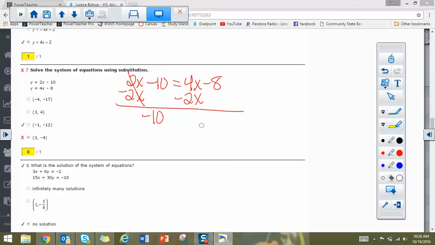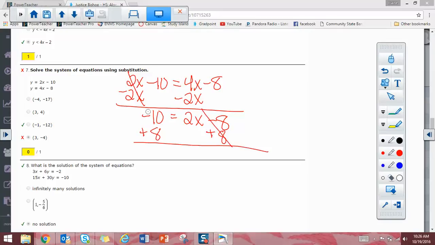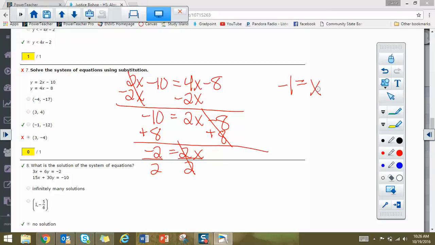equals 2x minus 8. This is really lagging today. I'm not sure why, so I apologize for that. Add 8 to both sides. And we get -2 equals 2x. Divide by 2. And you get -1 equals x. So again, only one answer where x is -1.